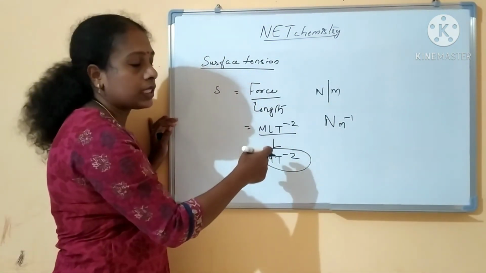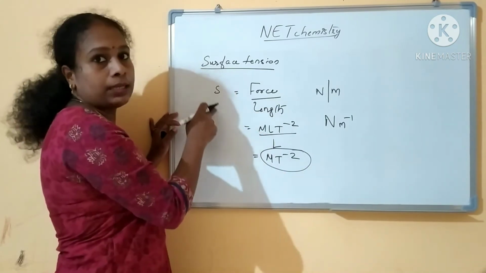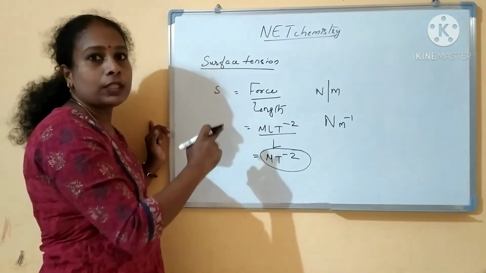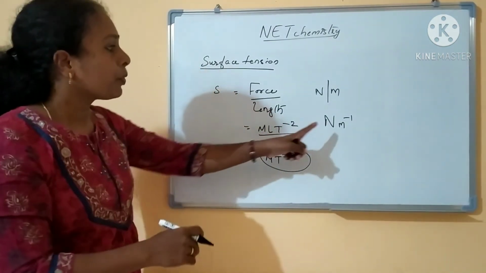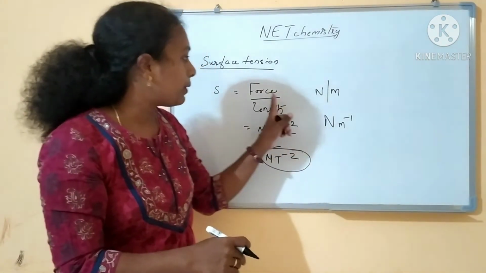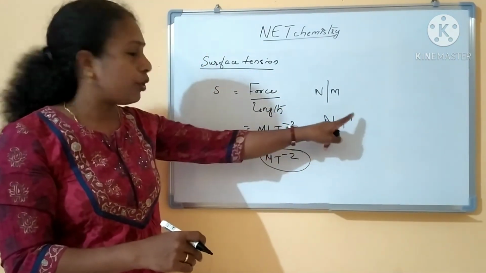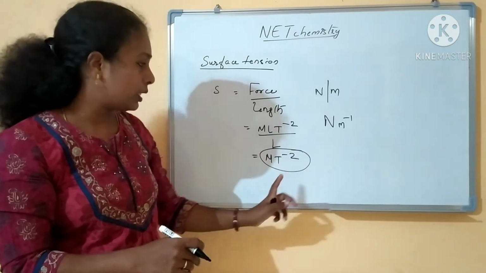These are all things we have studied. I am just recollecting because you have problems related to surface tension in physical chemistry. Okay, so the SI unit of surface tension is N m raised to minus 1.